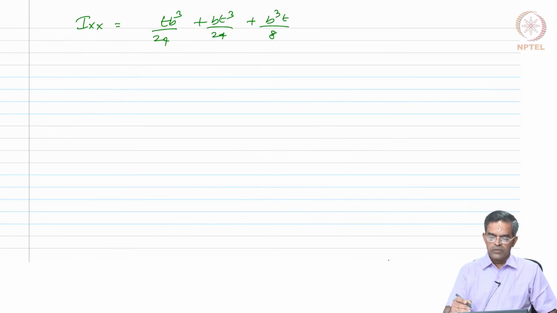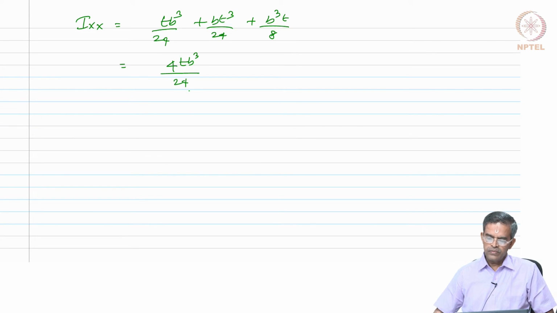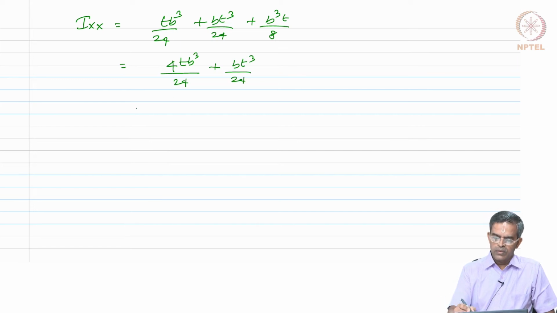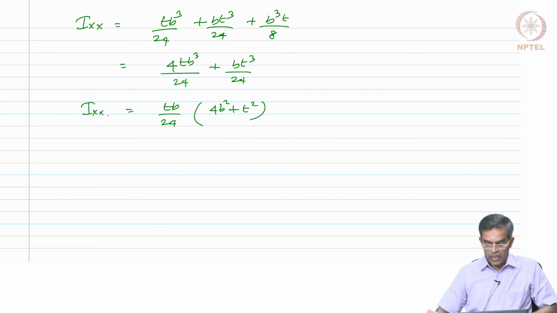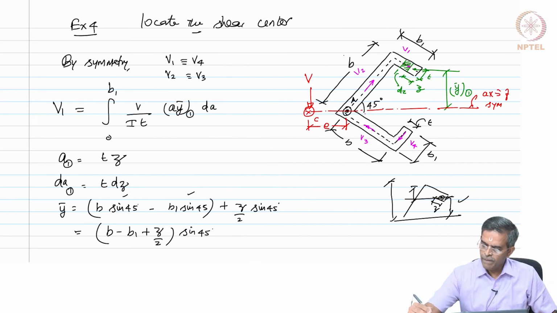So, it will now become 4 TB cube by 24 plus BT cube by 24. So, we should say TB by 24, 4B square plus T square is my IXX of that arm. Okay. Let us do it for the arm B1, because we have done for this arm. Let us do it for this arm.